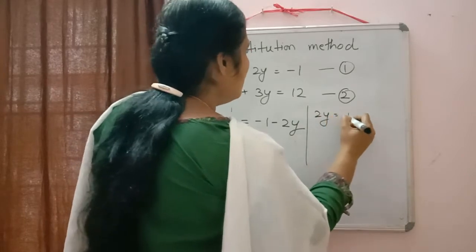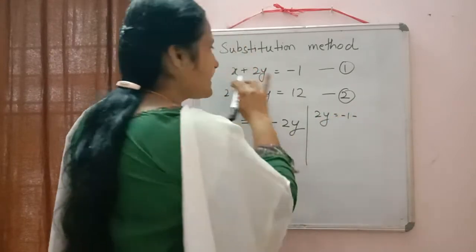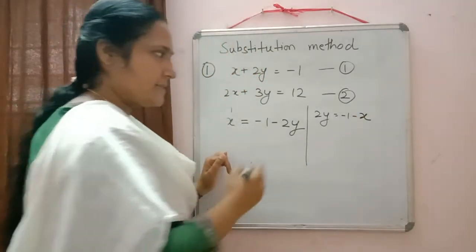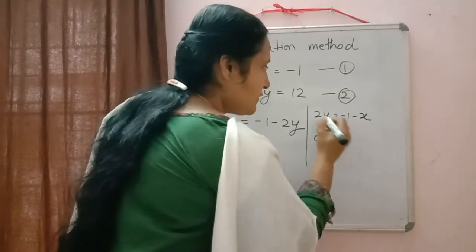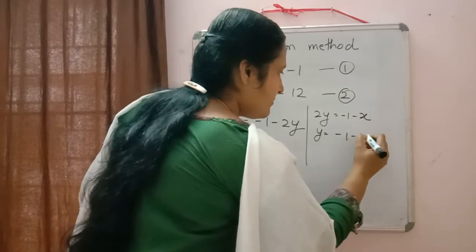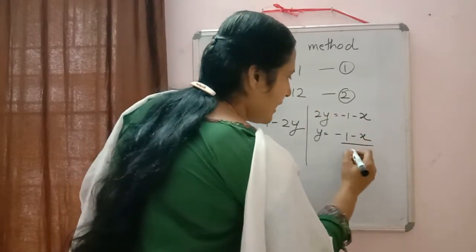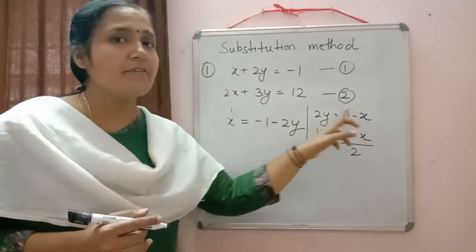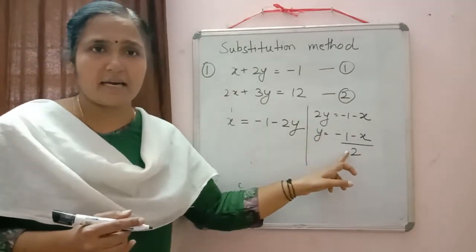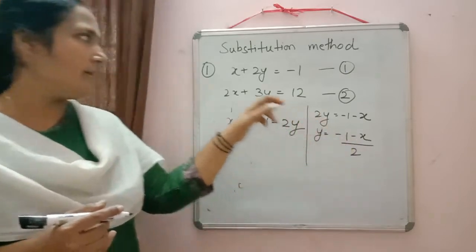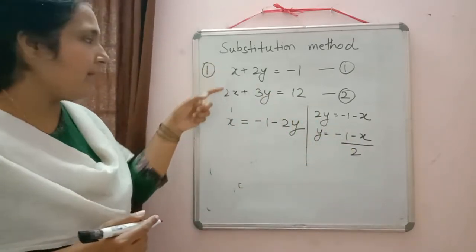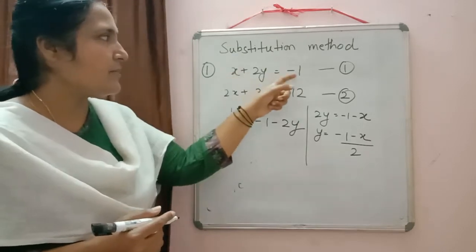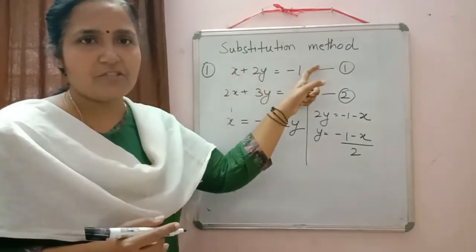2y is equal to -1, then x I will shift to right hand side, so it will be equal to -x. Then what will come? y is equal to (-1 minus x) divided by 2. So a fraction will come there. It will be difficult for us to solve when fractions are coming there. So that's why, from equation 1, I wrote x in terms of y. So I wrote x is equal to -1 minus 2y.